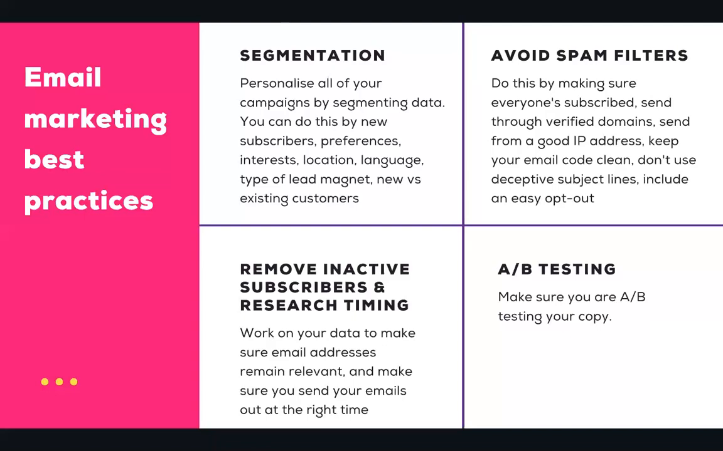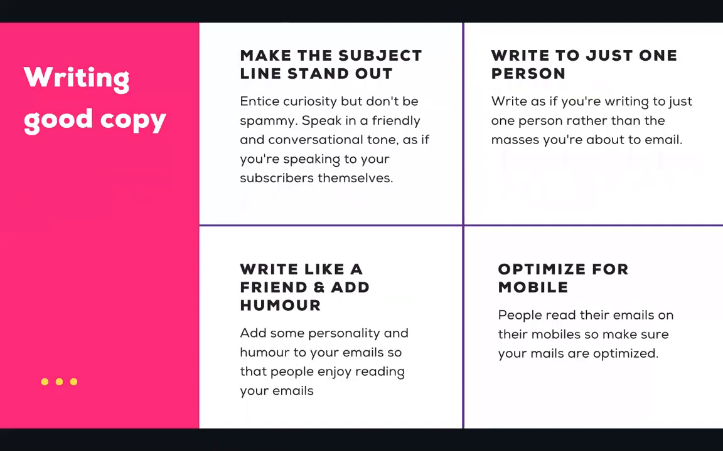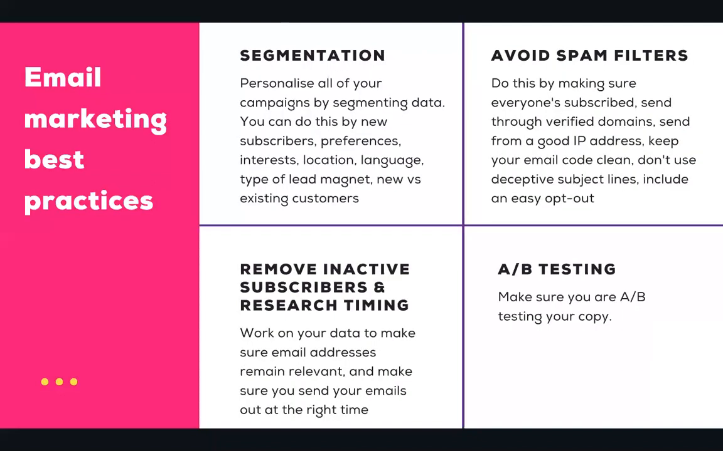You can do this by new subscribers, preferences, interest, location. Language is a really important one if you're dealing with people in different countries. You can do it based on the type of lead magnet they downloaded. So if they downloaded an ebook about accounting, you can target them with emails about accounting best practices. And say they downloaded a book on business development, then you can send them emails about sales, for example. You can also segment whether customers are new or existing customers, as lots of different people are in different stages in the buyer journey. You need to make sure that your email campaigns reflect where they are right now.